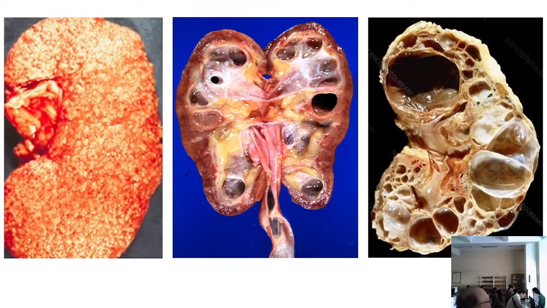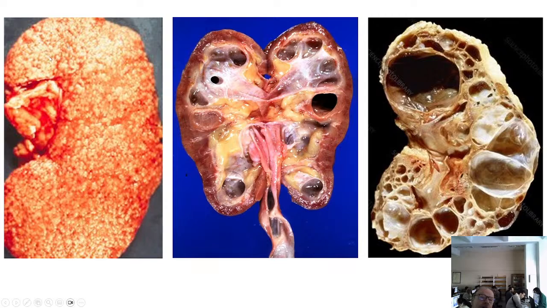Normally it is about 150 to 160 grams. If we have the polycystic kidney, it may reach a weight of 2 kilograms and more. So this is one cause that leads patients either to transplantation or to hemodialysis.